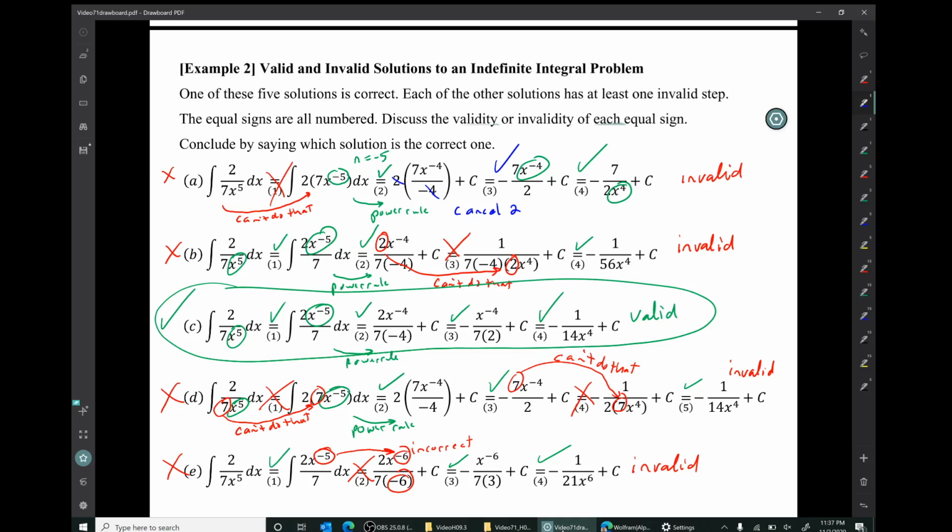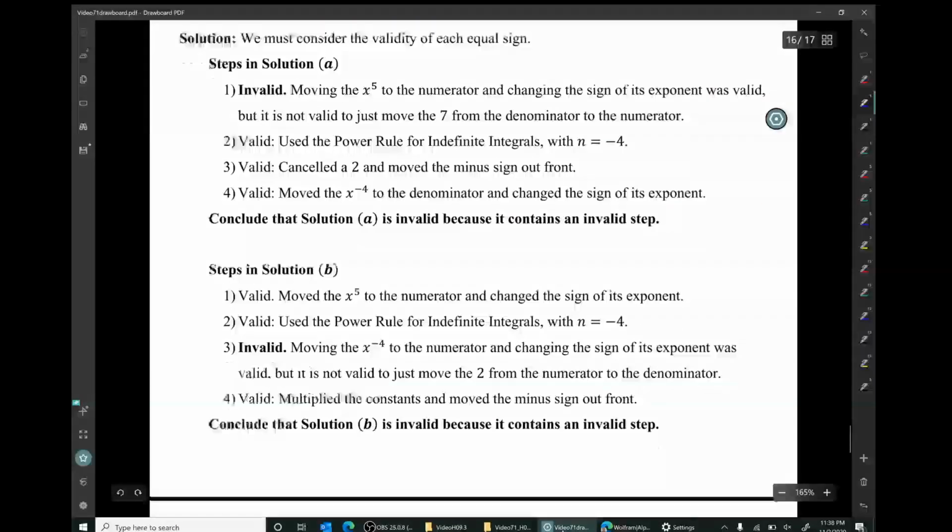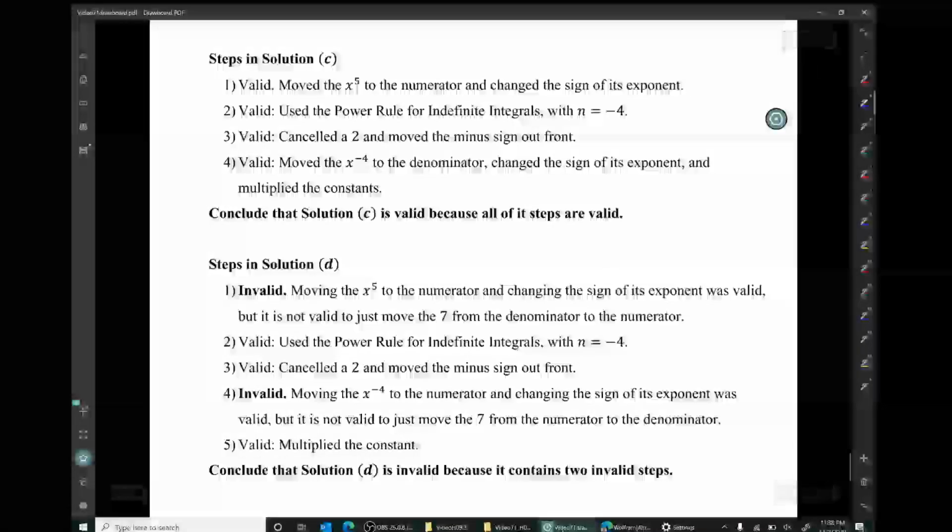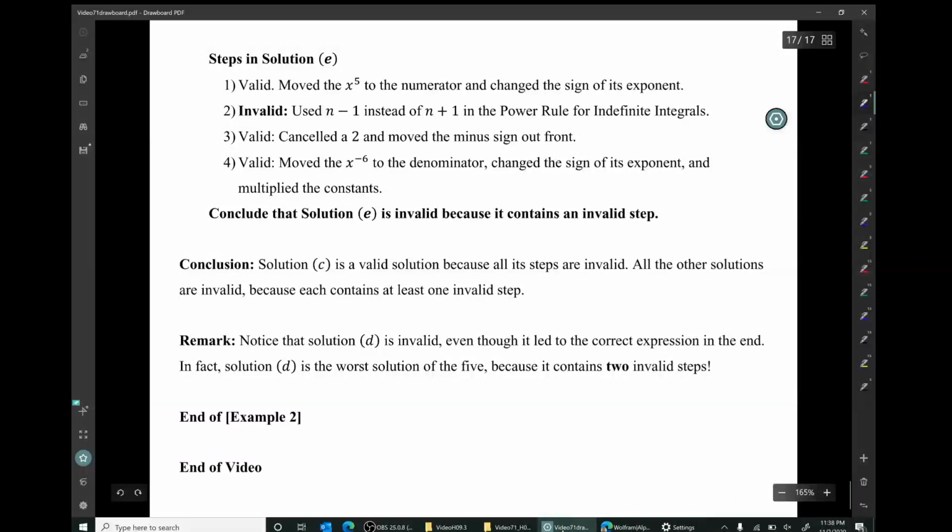Now, in my posting of the notes for this, the things that we discussed about these various solutions are printed here in the pages that follow. The remarks about each of the steps in each of those solutions. So that's the end of that example, and that's the end of the video. Thank you.